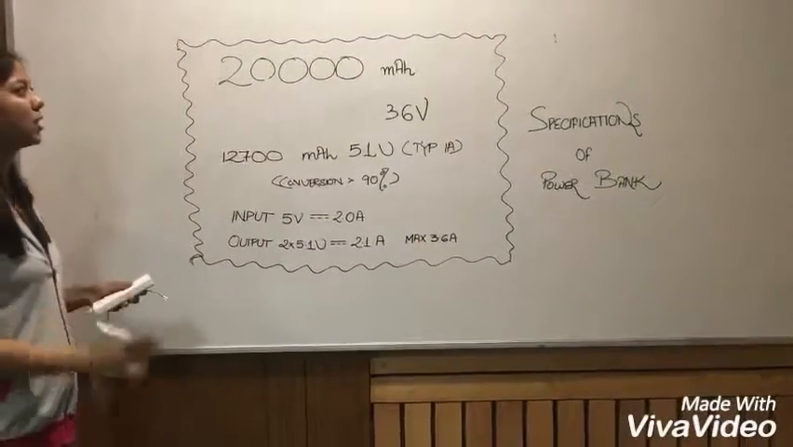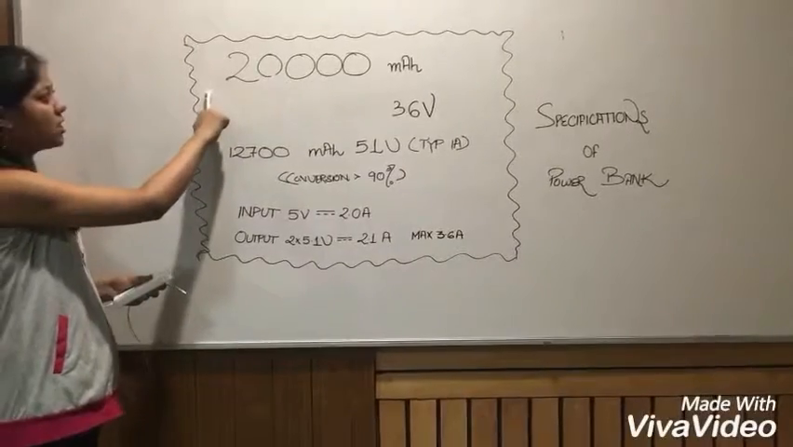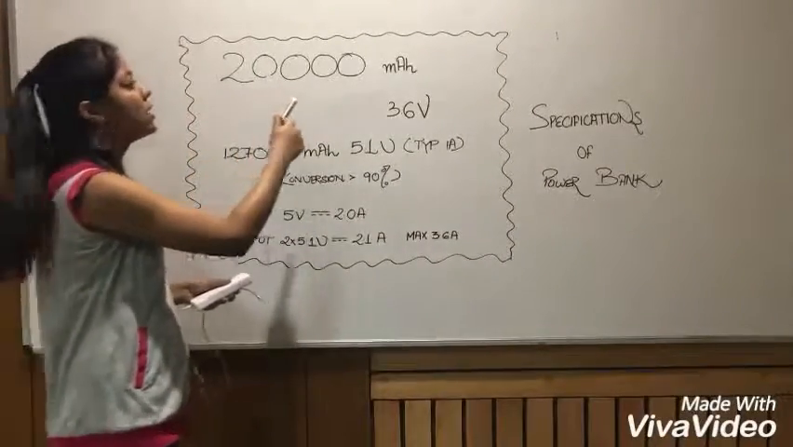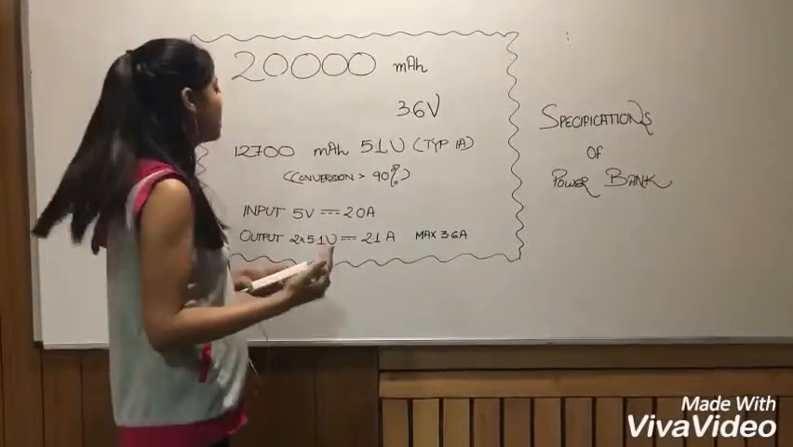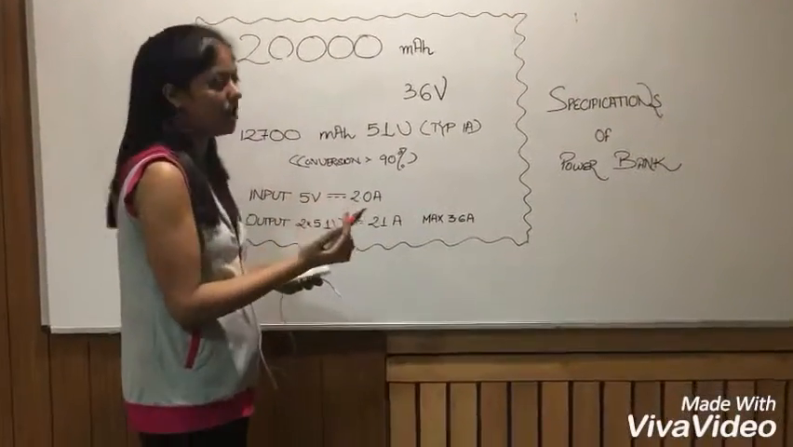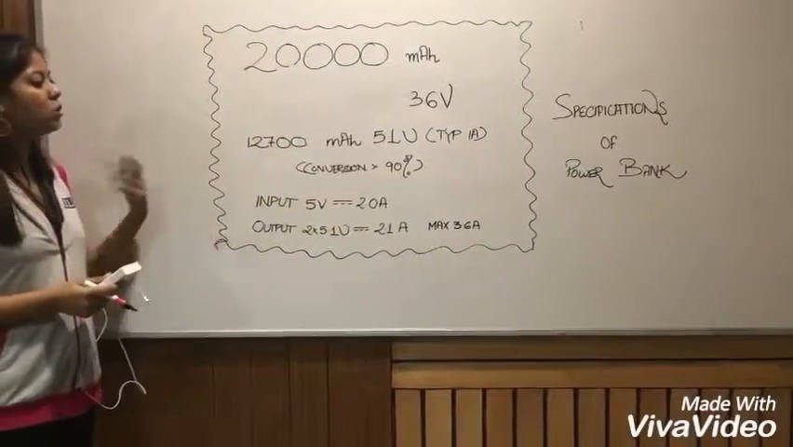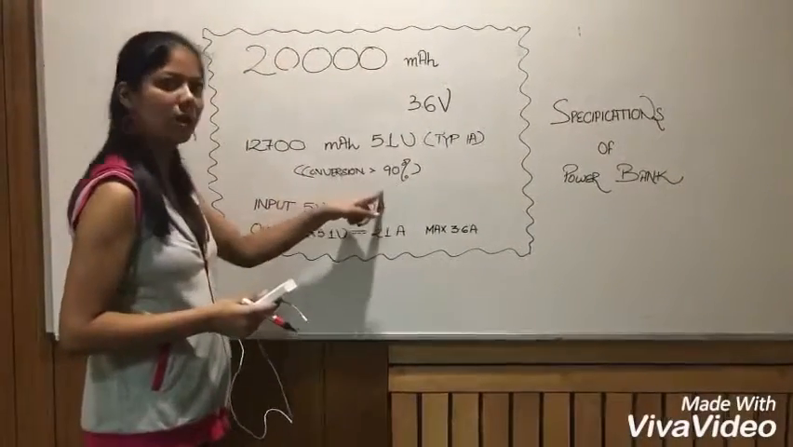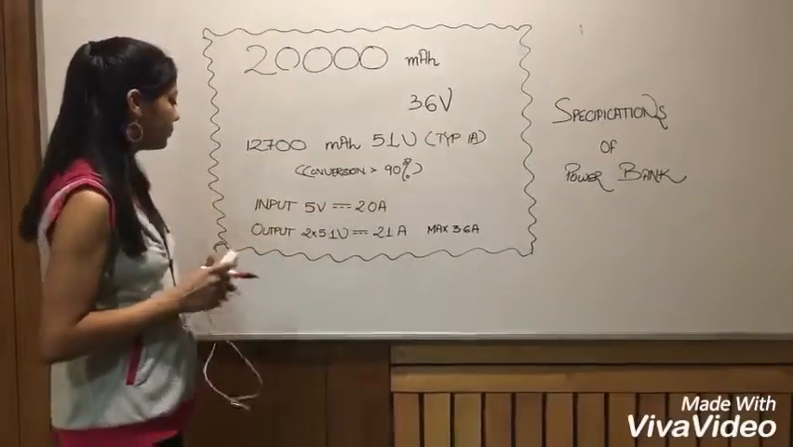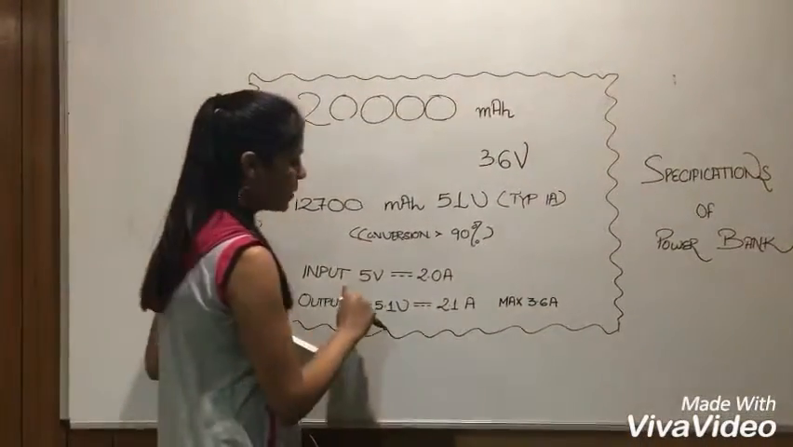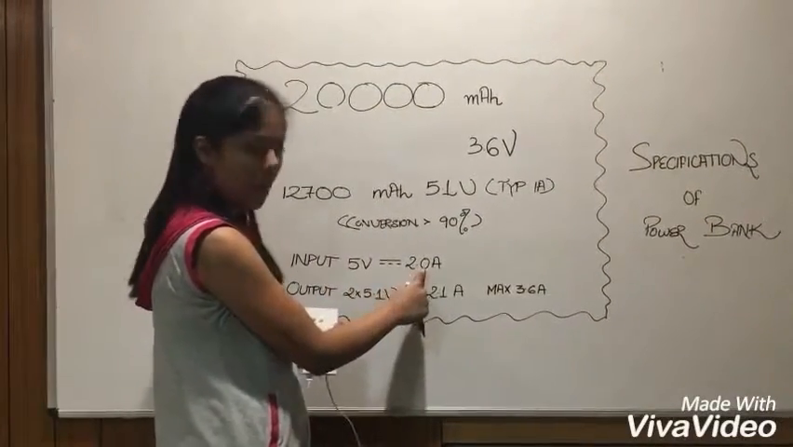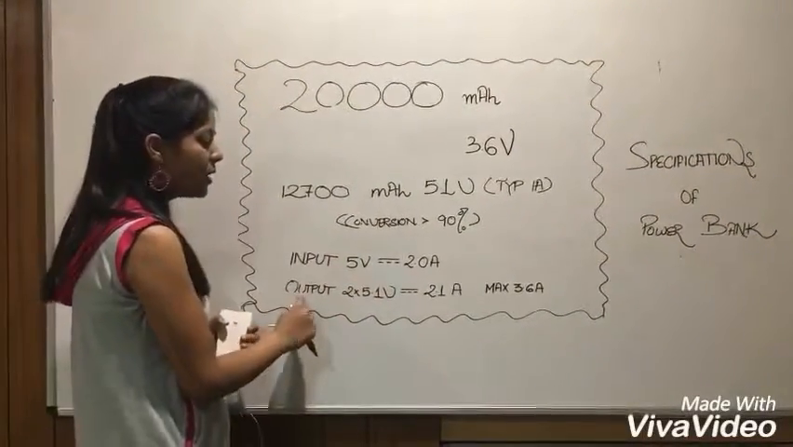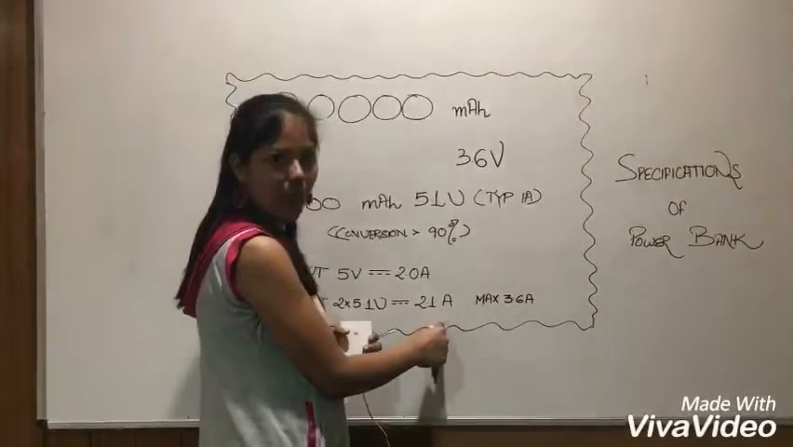Let's verify this fact. Here, the power, that is the charging capacity, comes out to be 72 watt per hour, whereas the output power capacity comes out to be 64 watt per hour. Through minor calculations, we can see that conversion rate does come out to be greater than 90%. This particular line represents the input characteristics, that is at 5 volts we get around 2 ampere current. Output characteristics: at 5.1 volt we get 2.1 ampere current.